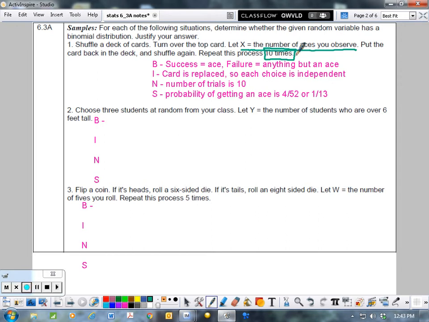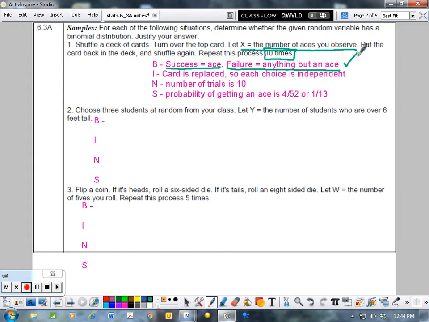So is it a binomial setting? So we check our BINS. Success would be getting an ace, and failure would be anything but an ace. So that is our binomial setting. I've got a success or failure. There's just one or the other.